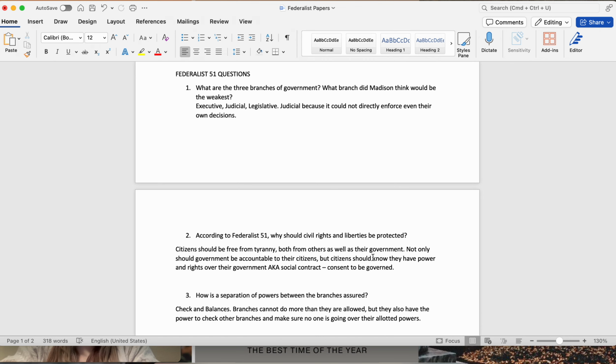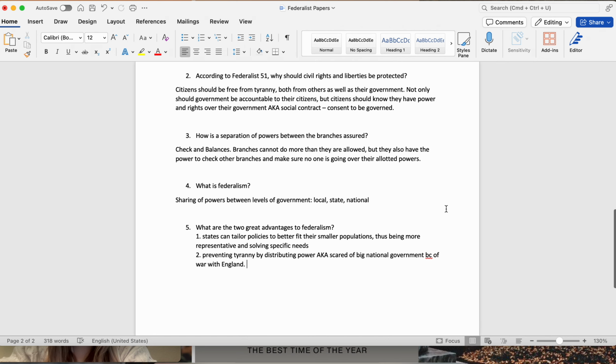And then moving on to Federalist 51, the three branches of government: executive, judicial, and legislative. Madison thought the judicial branch would be the weakest because it was the only one that couldn't directly enforce its own decisions. So even though they were able to decide that what Congress or the president did isn't constitutional, there's not very much of a way for them to enforce that decision.